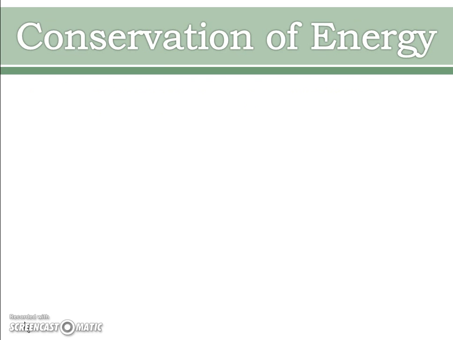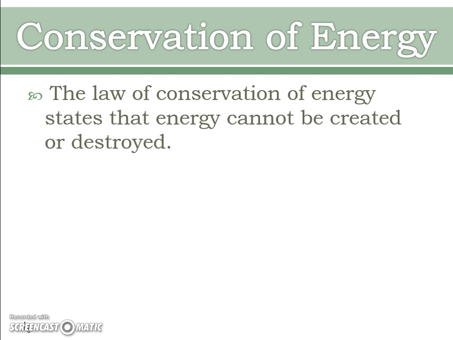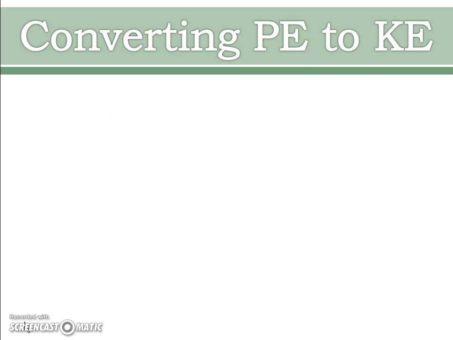So, for example, if we're going from mechanical energy to chemical energy, or from electrical energy to thermal energy, those are all conversions. And energy also has to be conserved. So the law of conservation of energy states that energy cannot be created or destroyed. That is very important. Please make sure that you write that down.